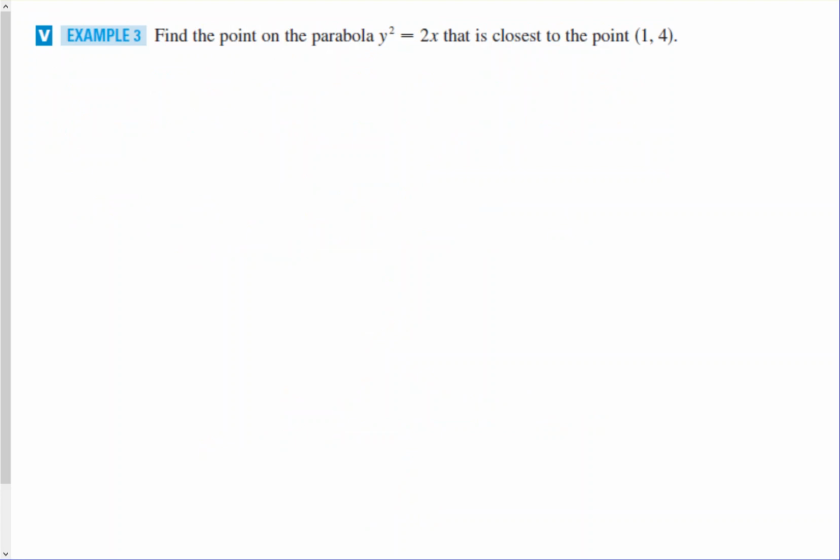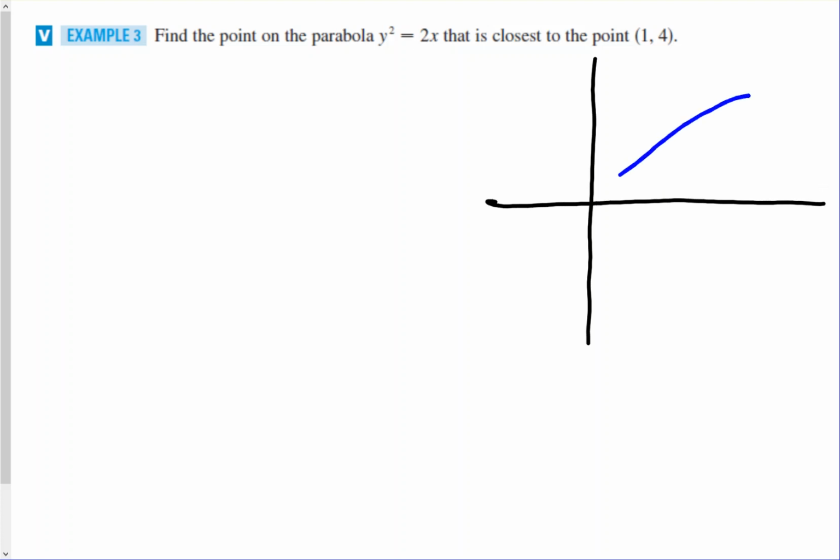Okay, find the point on the parabola y squared equals 2x that is closest to the point 1, 4. Now the parabola y squared equals 2x, that's one of our sideways parabolas. It'll go through the origin. It's going to open to the right, something like this. And then the point 1, 4 will be somewhere out here.